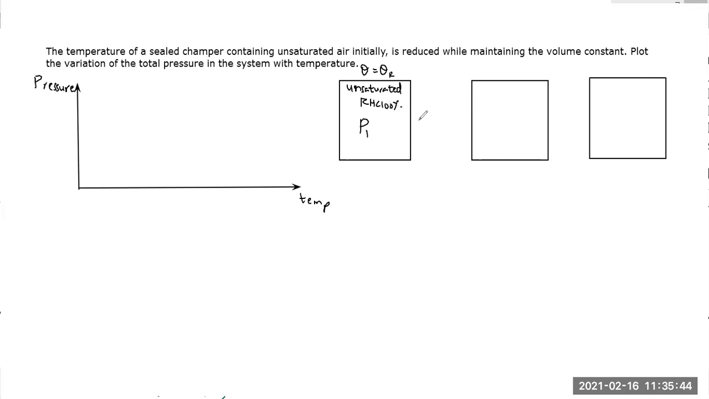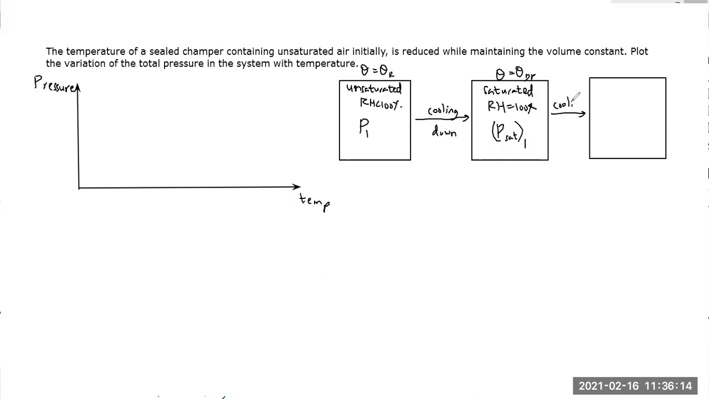And then when you cool down, we are cooling down this chamber, right? So when you cool down the chamber, at one point its temperature will reduce and reach dew point. And when that happens, air eventually becomes saturated. And after that, RH is going to be 100. And now the pressure will become saturated vapor pressure. I'll say saturated vapor pressure 1. And then we are cooling it down further.